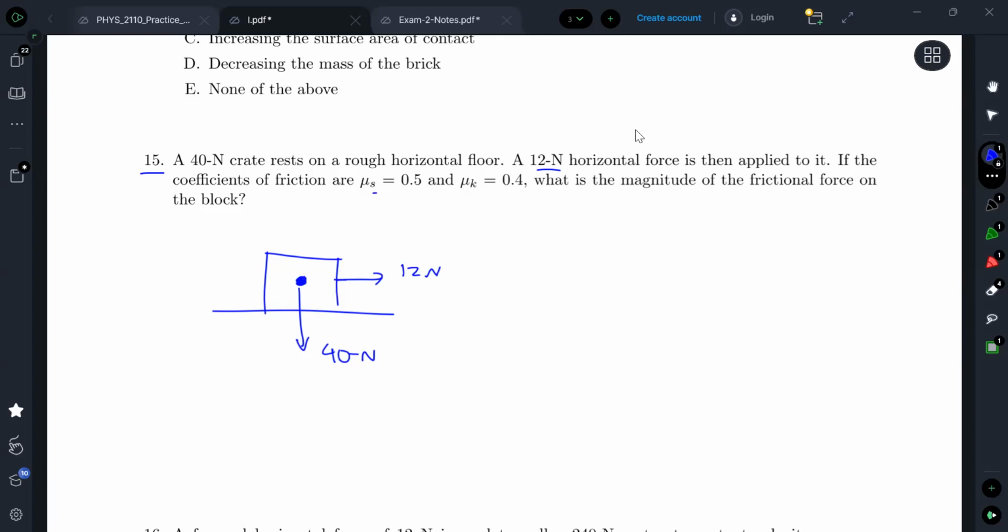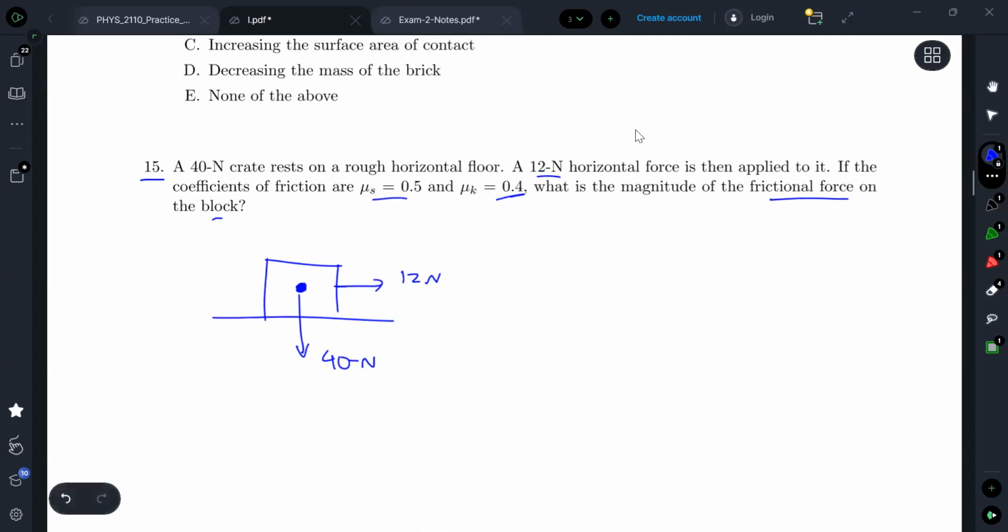Coefficients of friction are static is 0.5, kinetic is 0.4. It's lower, like we'd expect. What is the magnitude of the frictional force on the block? The reason it's telling us both these coefficients is because it really depends on if we're getting the block moving with this force or not. And that depends on, since it's starting from rest, if the static frictional force is going to be enough to keep it from moving, if it can become up to 12 newtons.